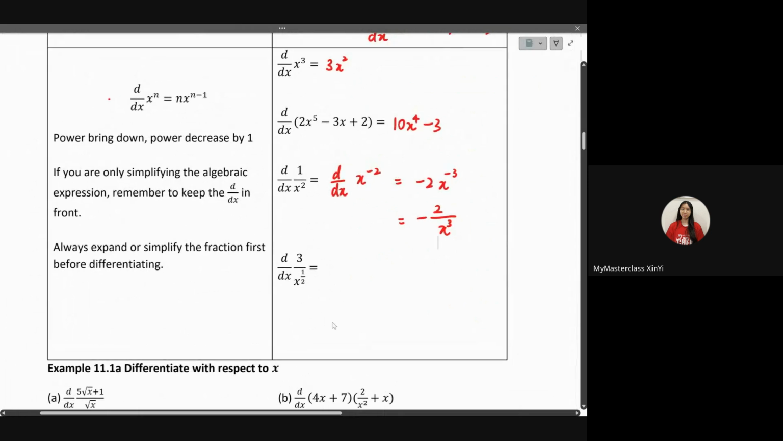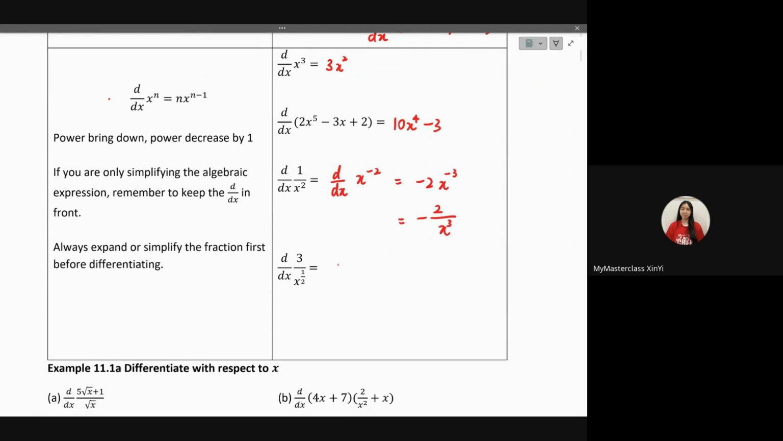Same idea over here. Here, I don't want it to be at the bottom, so if it's at the bottom, you put it up. I am differentiating 3x to the power of negative half like this. Same logic: I can use the power rule, bring down the power, so it becomes 3 times negative half, so negative 3 over 2. Reduce the power by 1, so minus 3 over 2 like this. Minus half minus 1 is minus 3 over 2. Then this one, bring down if you don't want the negative, so it becomes x to the power 3 over 2 like this.